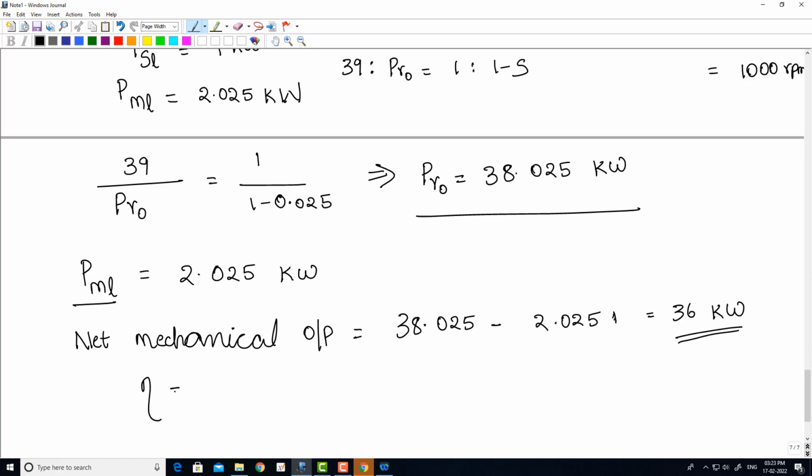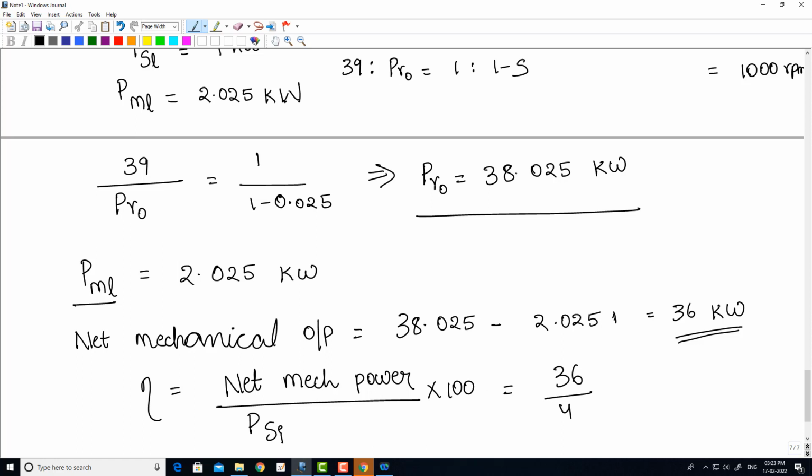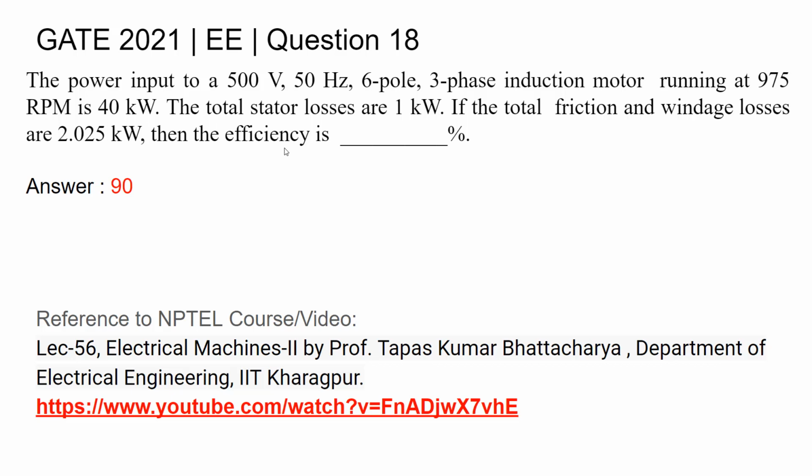So the efficiency is net mechanical power divided by stator input into 100. That is, net mechanical power 36 divided by 40 into 100 equal to 90%. So the efficiency of the induction motor is 90%. Thank you.